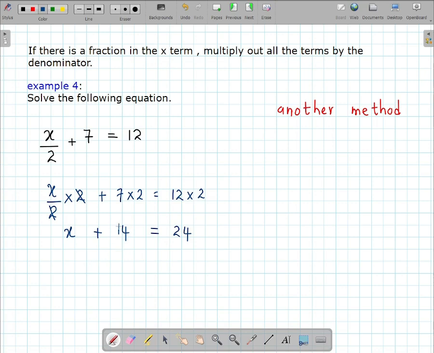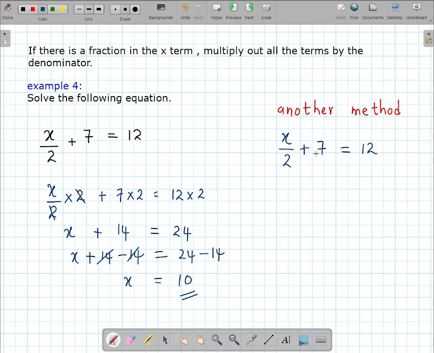Then we have to remove this 14. How? We have to subtract 14 from both sides. So I write x plus 14 minus 14, 24 minus 14. Then plus 14 minus 14 get cancelled. x remains. 24 minus 14, that is 10. There's another method to do this.